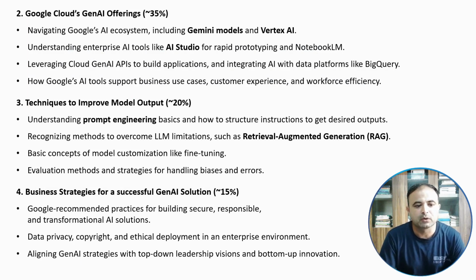Next, Google Cloud Gen AI offerings, which is approximately 35%. Here the Gemini model, Vertex AI, AI Studio, NotebookLM, and BigQuery should be clear. Third, techniques to improve model output, approximately 20%. Understand prompt engineering, LLMs, the RAG approach, retrieval augmented generation, and some fine-tuning methods.